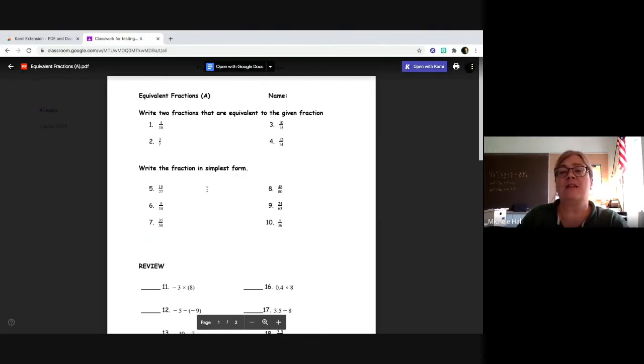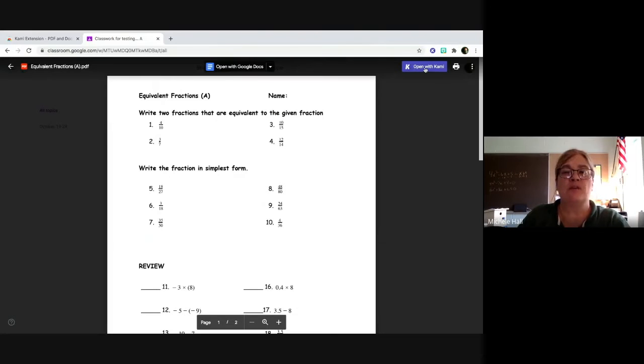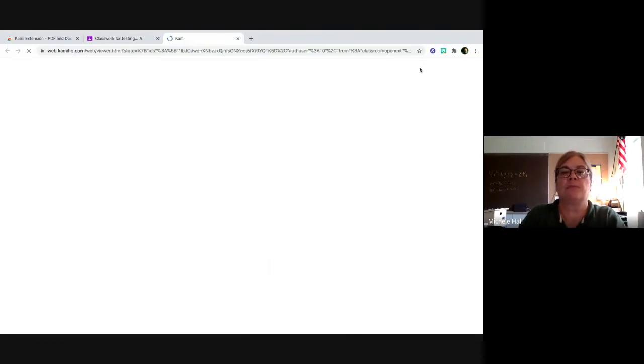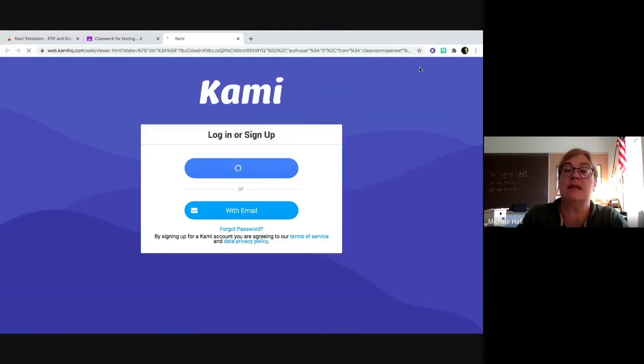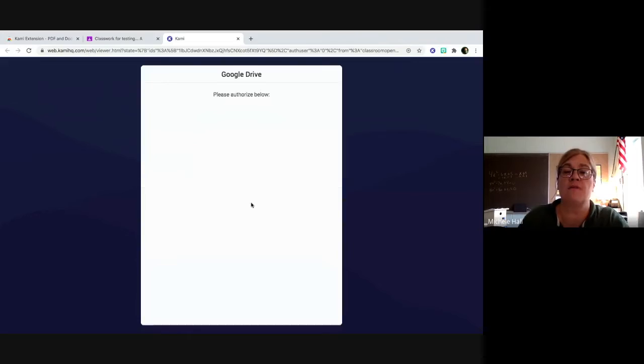Most students will find that here at the top of the page. If they clicked on the arrow, they would see Kami under there. Mine happens to be over here on the side right now. Open with Kami. Now Kami is going to ask me some questions because it wants access to my drive. Authorize Google Drive.